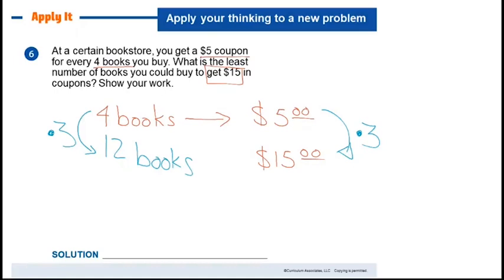Okay. Well, let's think about this. If I were to ask you another way, how many books could you buy that would give you $15 in coupons? $15 in coupons is going to be 12, 13, 14, or 15 books. So 12, 13, 14, or 15 books will give you $15 in coupons.